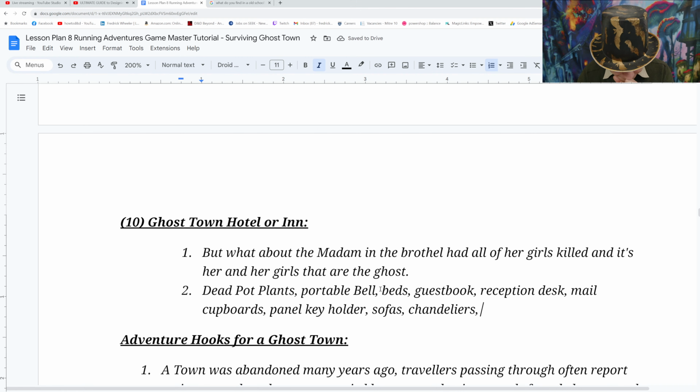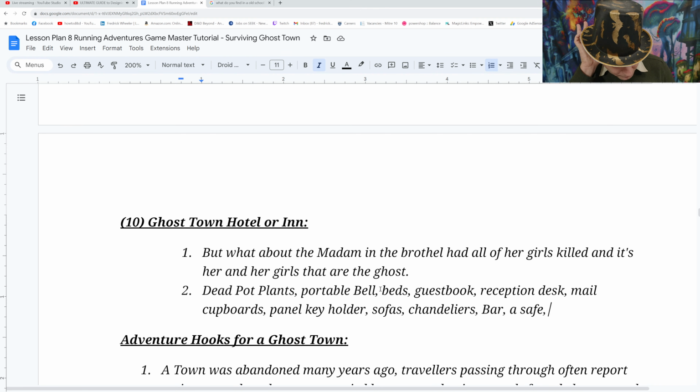What else we got here? Kitchen. The bar. You could have the bar. Yes, we have the bar. Stables. No, we're not putting stables there. Key hangers. A safe. Yes, a safe. Stables is going to be somewhere else. We're not going to put the stables right next to the inn. Maids, yes, you would, but remember, it's now an abandoned, ghost or haunted location, so the maids are gone.